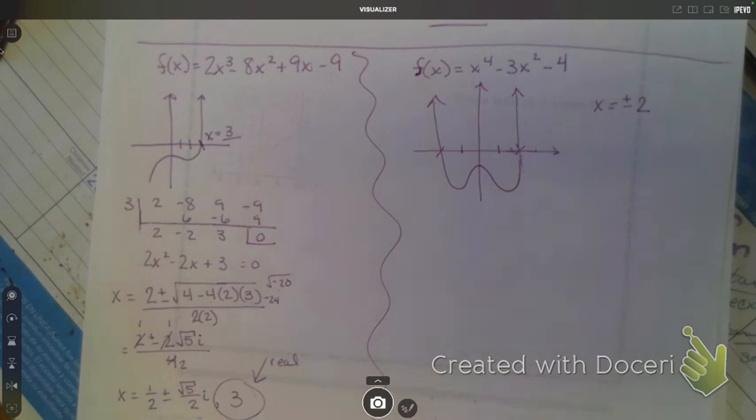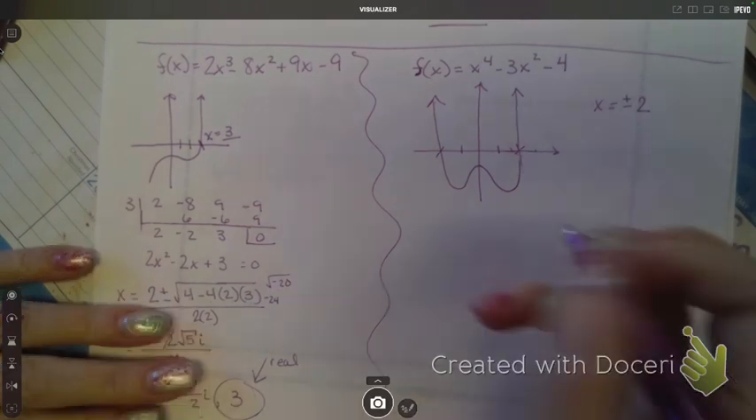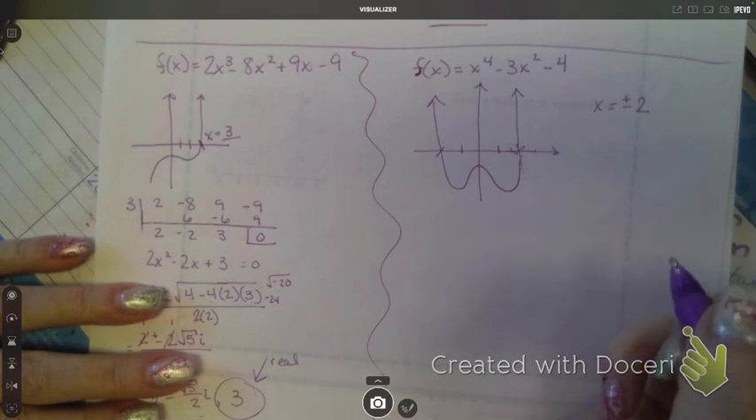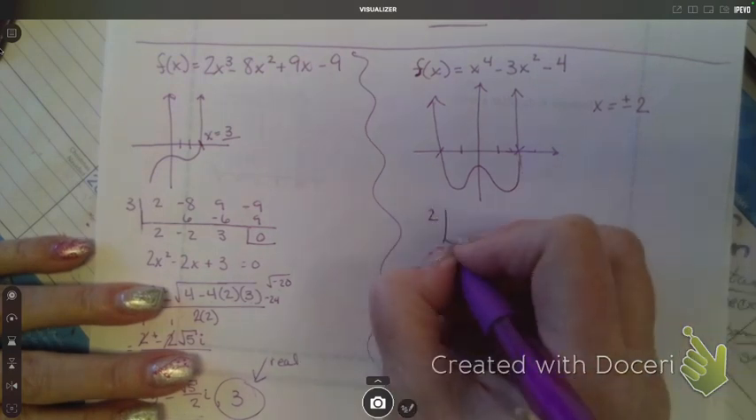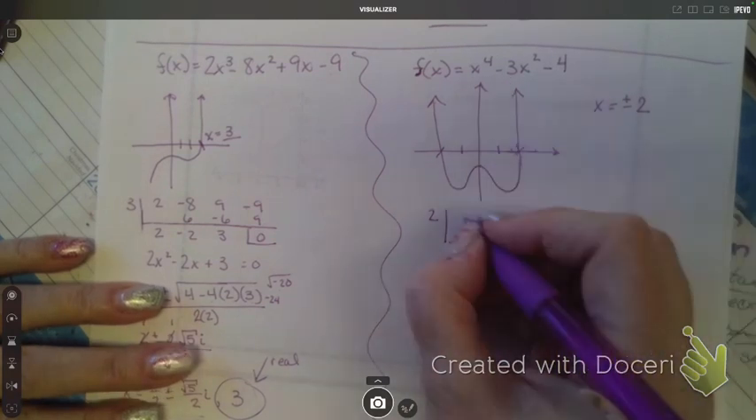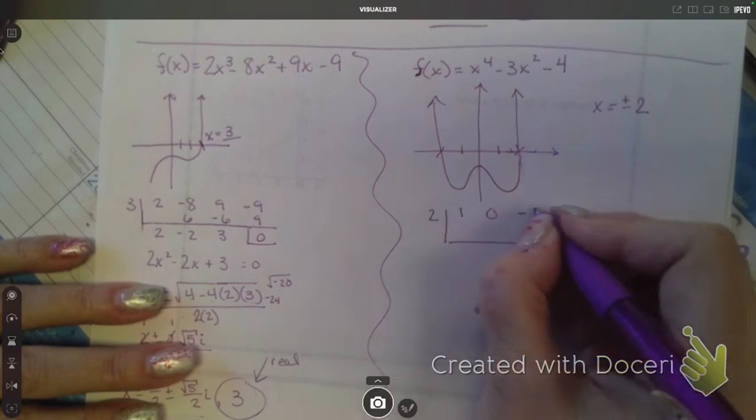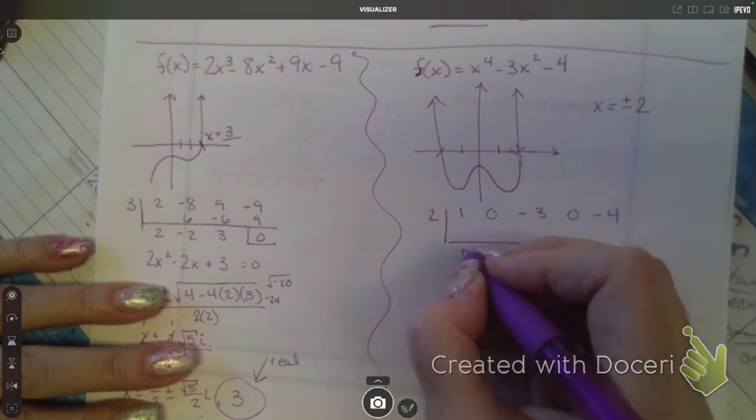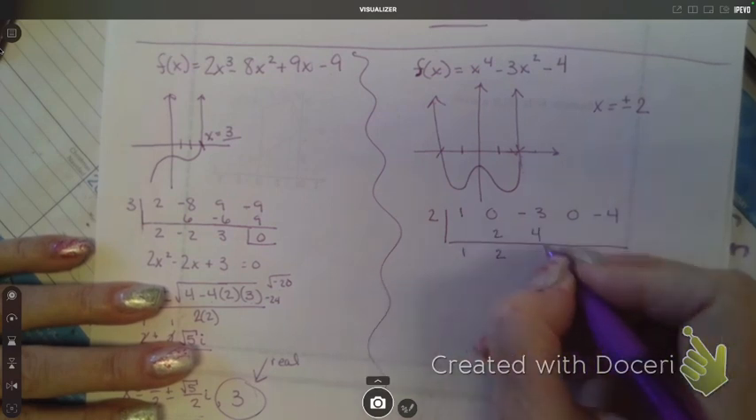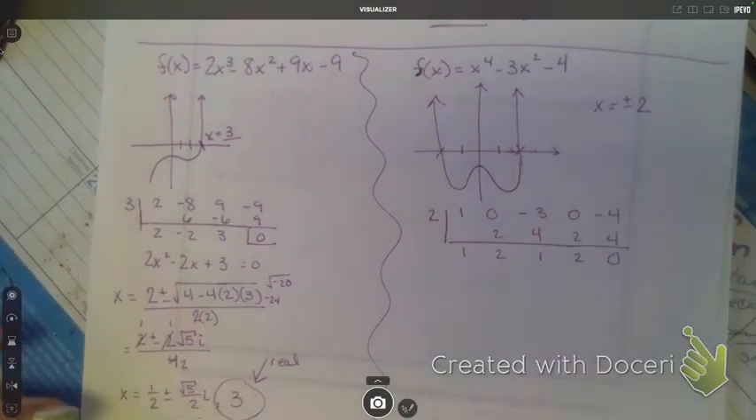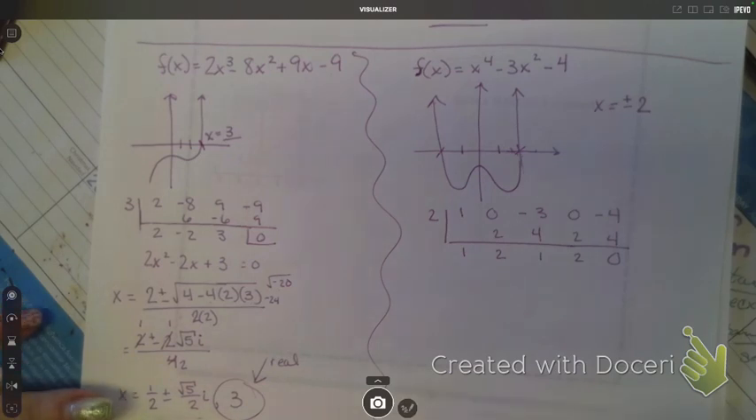Okay, so let's do something called repeated synthetic division, just because we can. Do you want to divide by negative 2 or 2 first? 2. Okay, we got some holes, right? So 1, 0, negative 3, 0, negative 4. So 1, 2, 1, 2, 0, negative 4... and we better get 0 because it's a zero of the function.